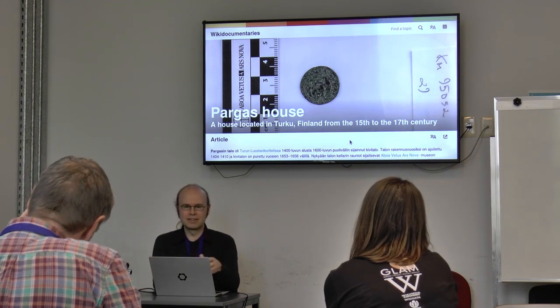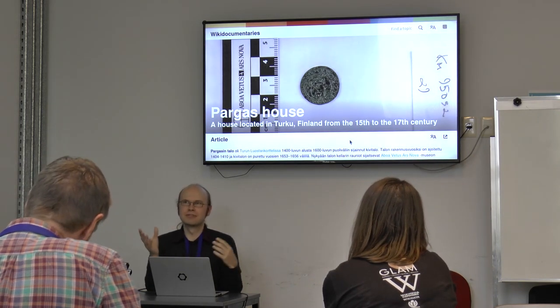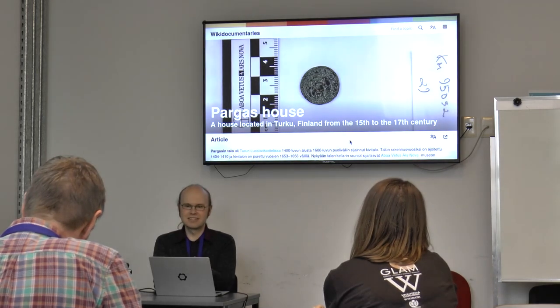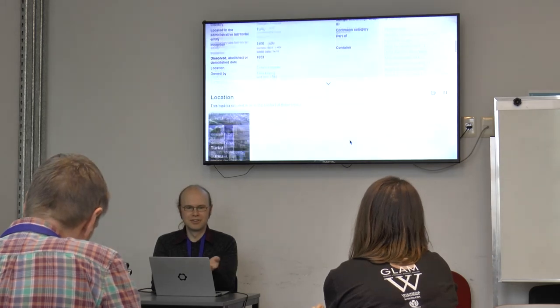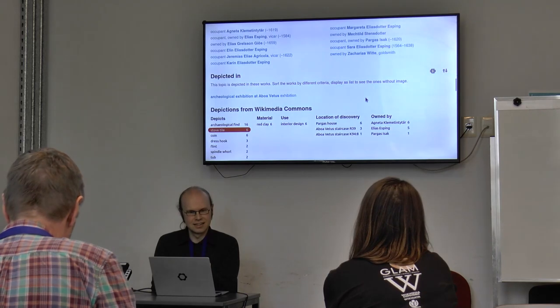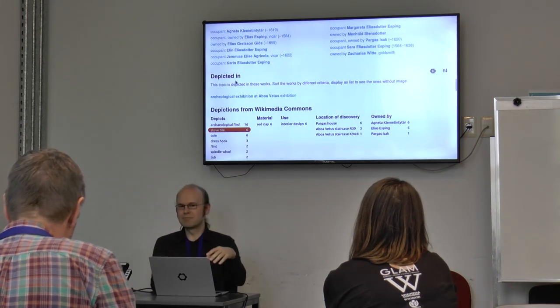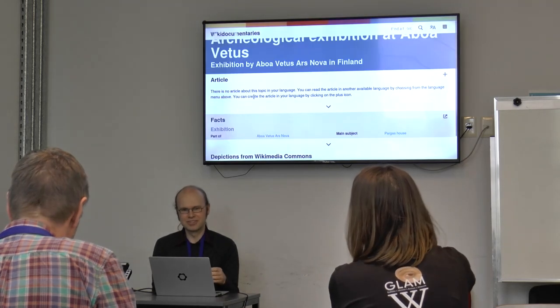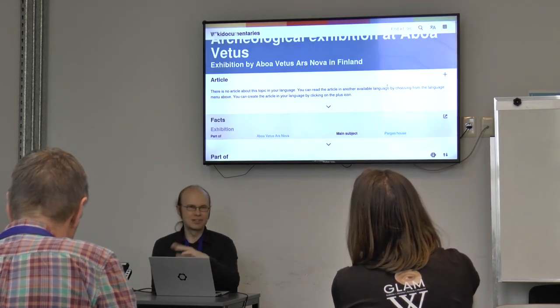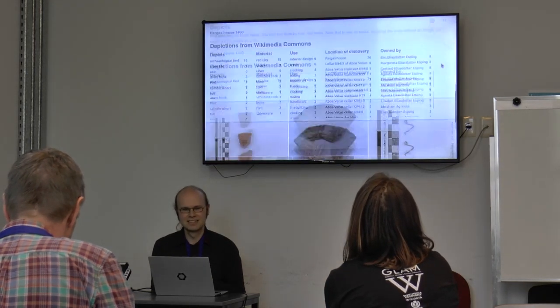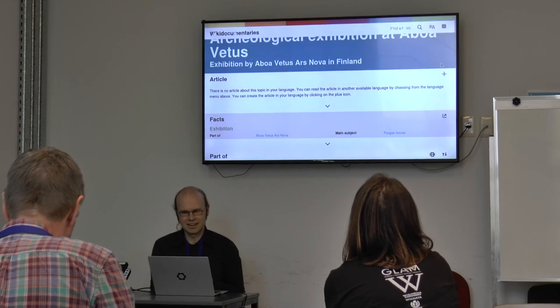So actually, now we were looking at the house. It also shows that it would be a way for museums to be found. If I'm interested in this house, then I will notice there should be something saying that this house is depicted in this exhibition. Then I can click this exhibition, and there might be an article about it or not. But then I see what is there. Let me test.